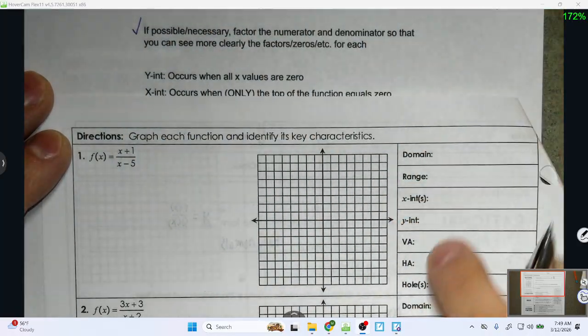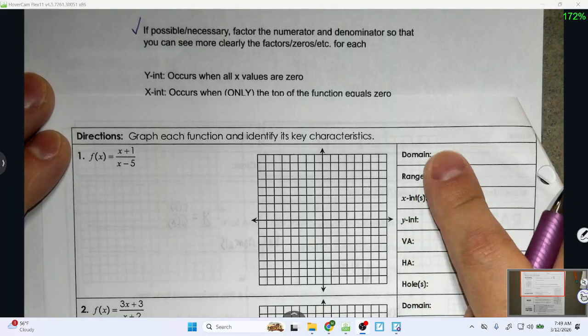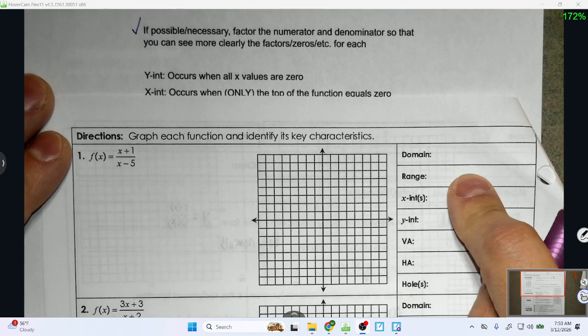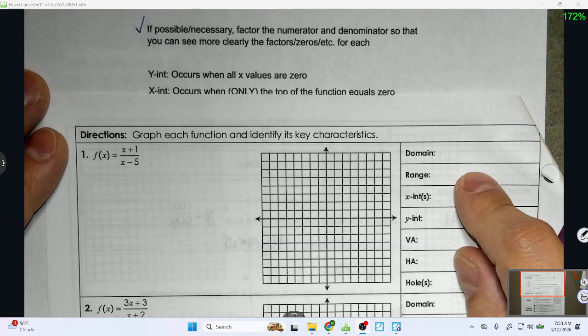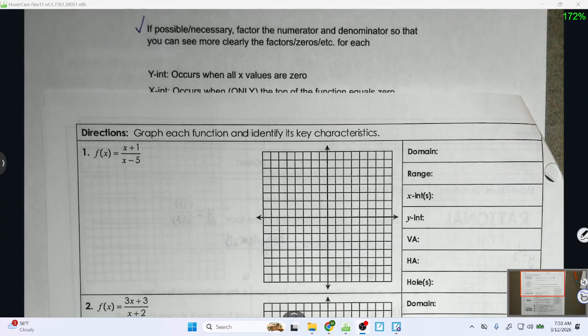The next thing that we want to find is the y-intercept. Sometimes you want to do this with the domain and range last, because once you have it graphed, the domain and range are really easy to find. That's just my personal opinion. You can get the domain and range first if you want.